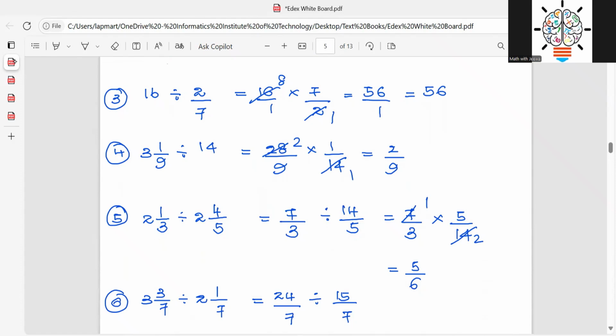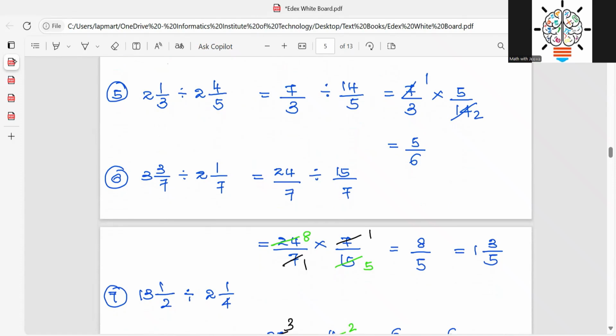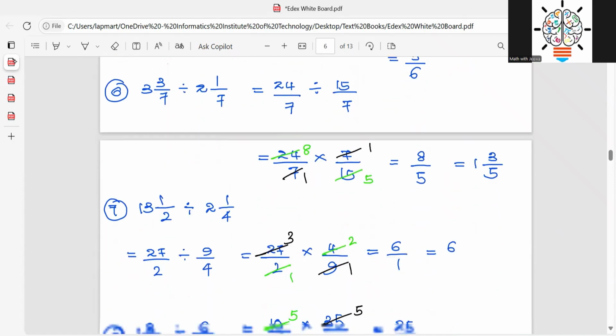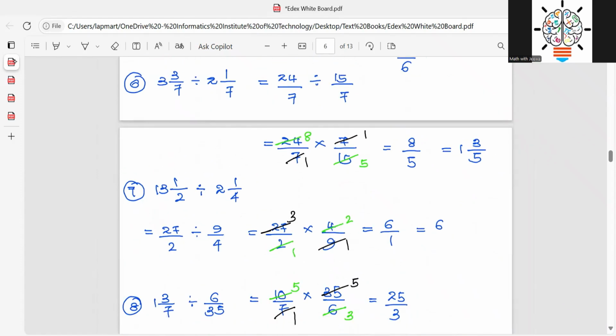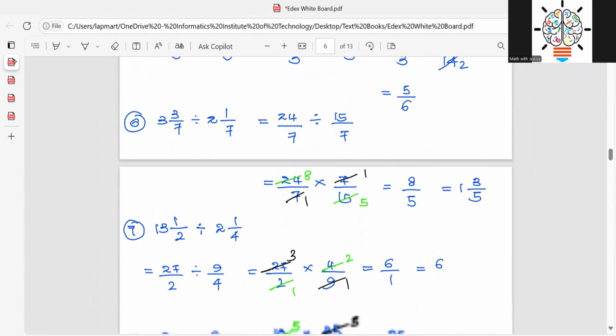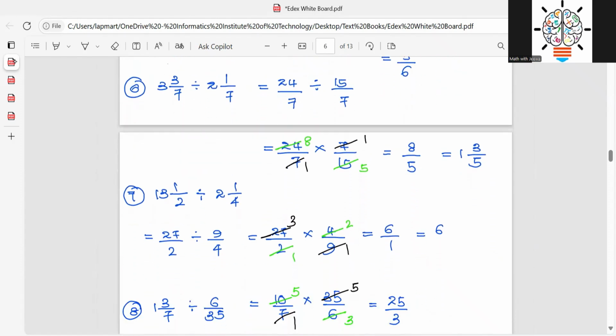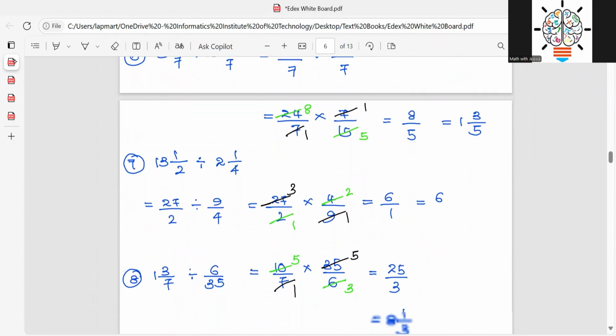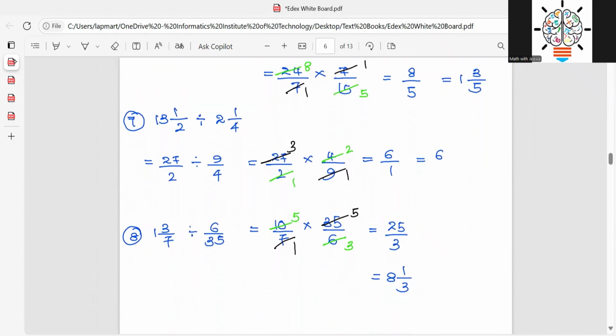right? So if you come across mixed numbers like this, you convert them into improper fractions and do the division, right? So check whether you have followed the steps. Okay. So then we will move to the word problem.